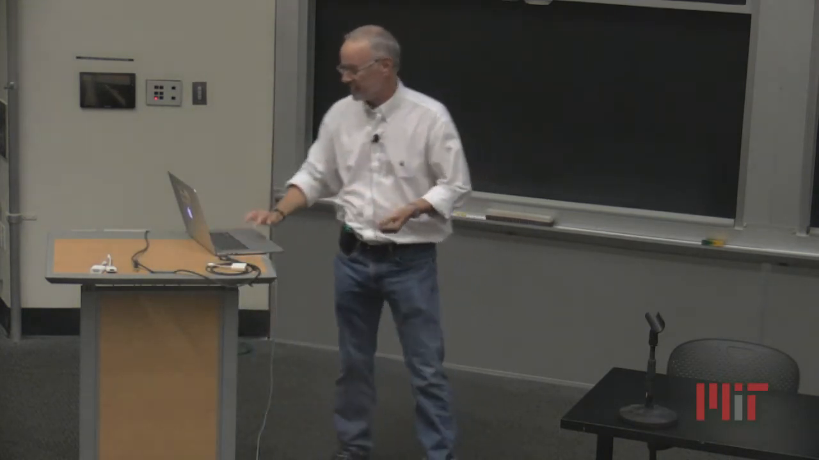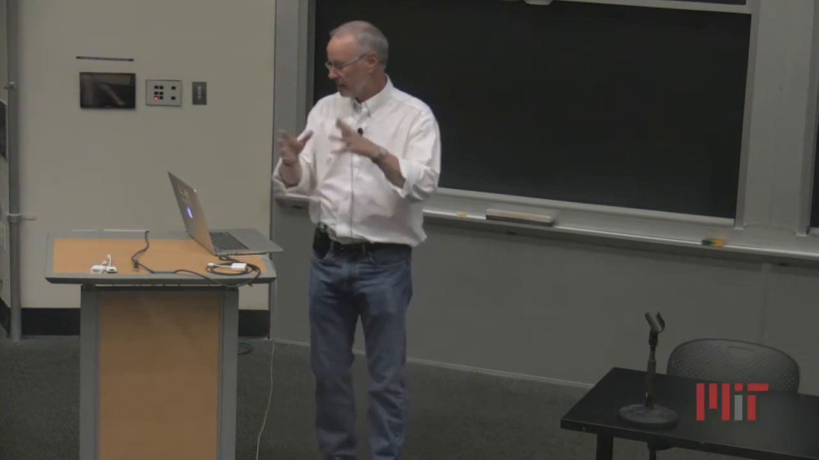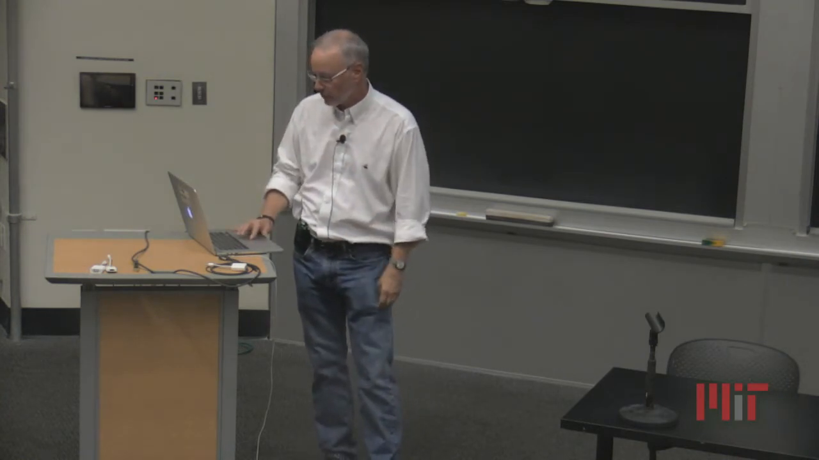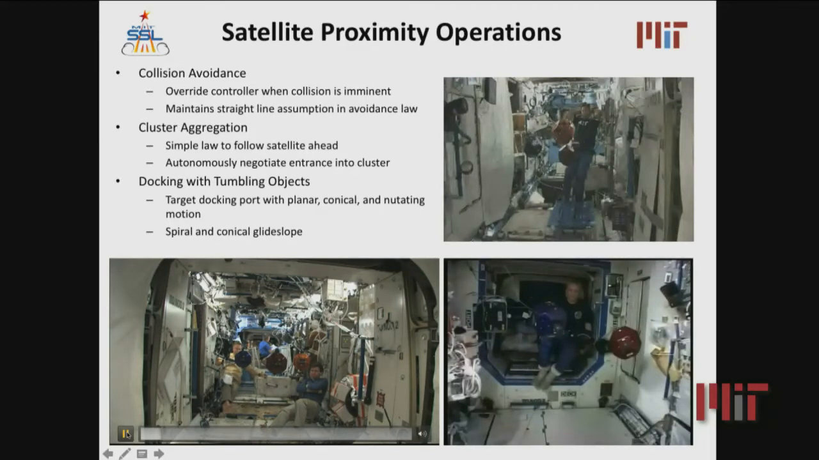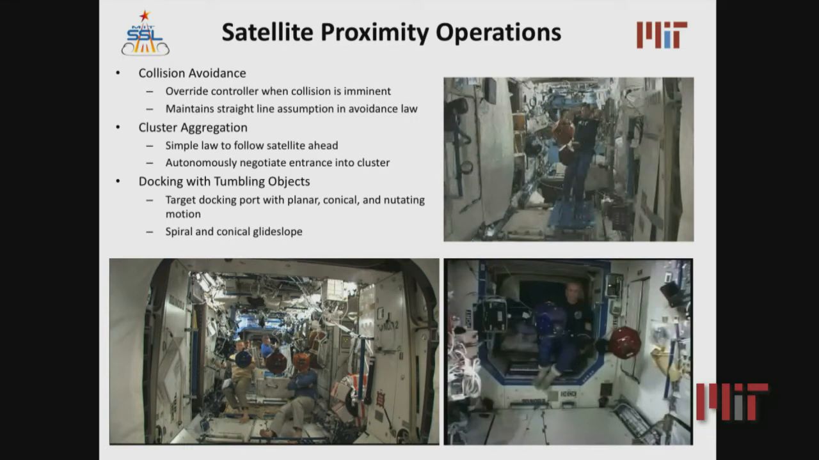So some of the things you might want to do when you're doing close operation between satellites, you might want to avoid collision. So here's a nice movie where we command this, I think, in the U.S. laboratory. More recently, we've been operating in the Japanese module. But we command the satellites to go to their corners and then try to run through each other. And they autonomously identify that they're about to collide, so they plan a trajectory so that they can successfully complete the maneuver without colliding. And in zero gravity, you got a third dimension, so you can take advantage of that.